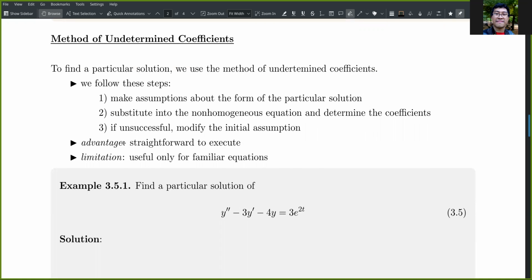The advantage of this method is that it's straightforward to use. We just have to make assumptions and then find the coefficients. However, we are limited to using it only for familiar equations, because the first step is to make assumptions. We have to know in advance what the possible forms of the particular solution would be. And for more difficult problems, that would be very difficult, if not impossible, to find.